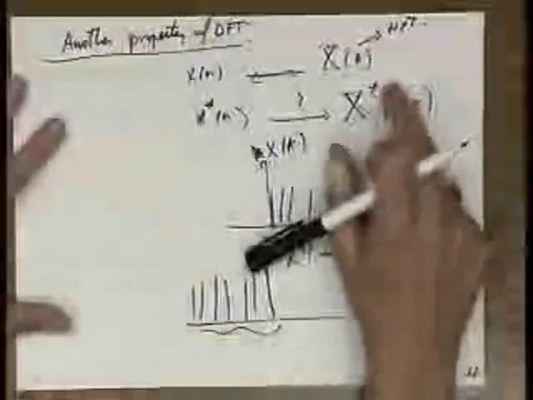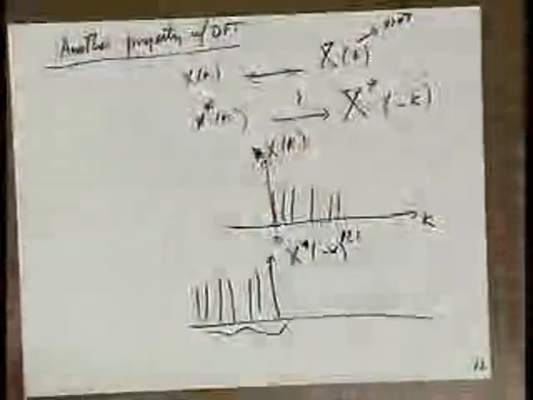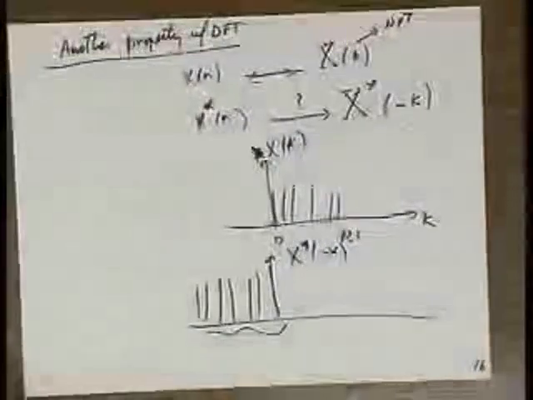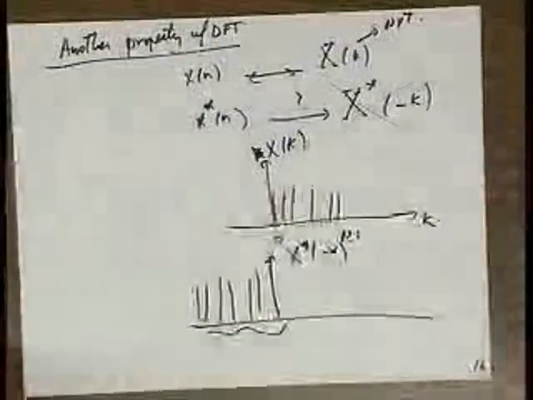So how do we resolve this problem? Same thing. Make this periodic. Go to the DFS domain. Apply the property properly in the DFS domain. Then take one period, and you get the answer. And so the answer should be what?